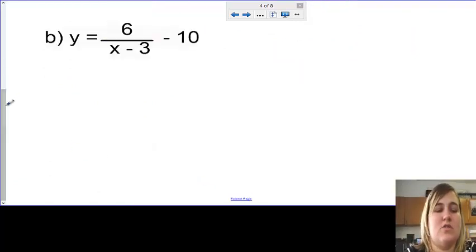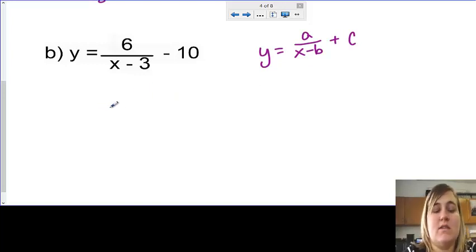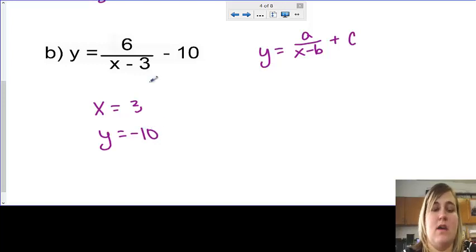On this one, exact same thing. We're using that original formula, which is y equals a over x minus b plus c. To find our vertical asymptote, x has to be equal to b. Well, b in this case is 3, so x equals 3. Y is equal to c. Notice it's plus c here, but minus 10 here, so it has to be negative 10. That's it, vertical, horizontal.